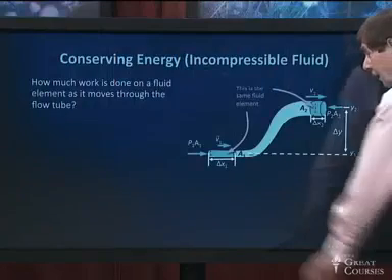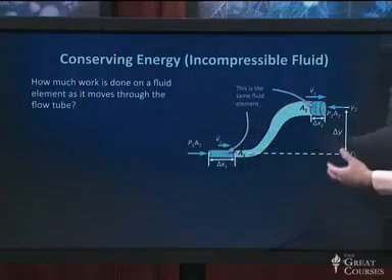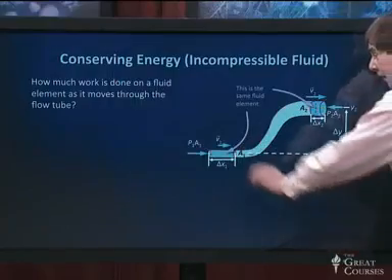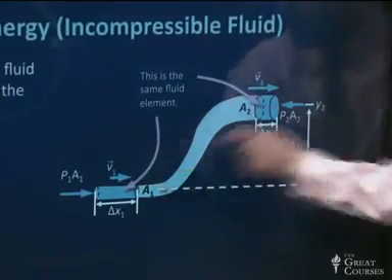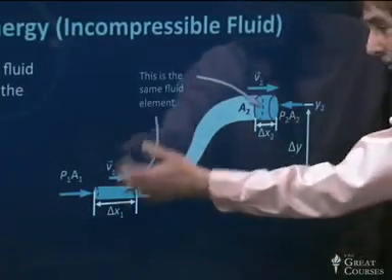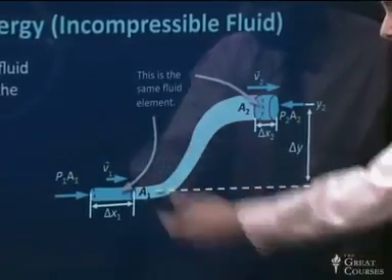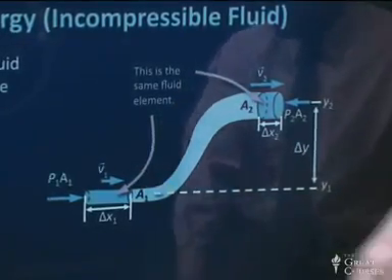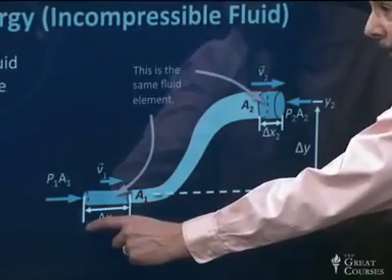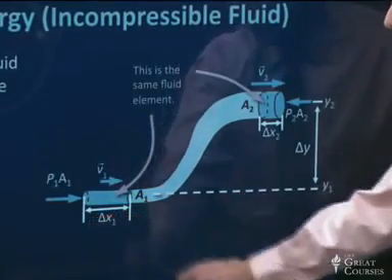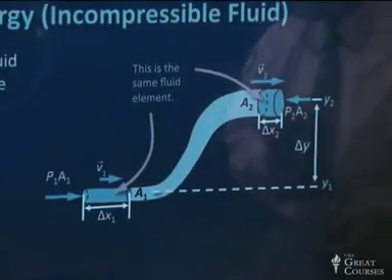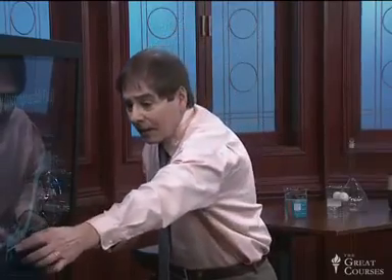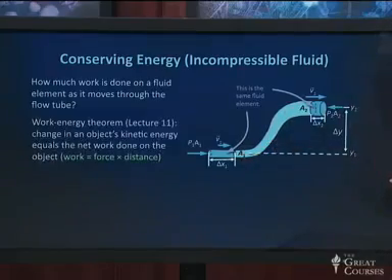So here's the question. I'm going to start again with a flow tube. I haven't bothered to draw the flow lines, the streamlines, but here's a flow tube, and this flow tube rises in height an amount delta y from one end to the other. There's a pressure P1 at the one end and an area A1, and fluid is coming in with velocity V1, and a hunk of fluid delta x1 is coming in. And I'm going to talk this time about the same fluid element as it comes in and as it exits. And I want to know how much work is done on that fluid element as it moves from coming into the flow tube to coming out of the flow tube.